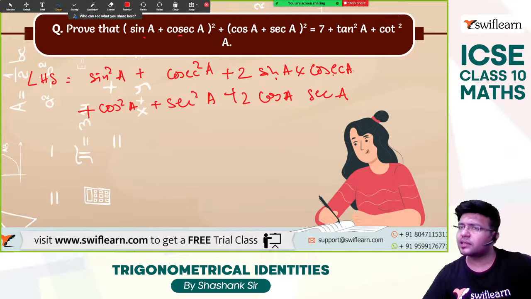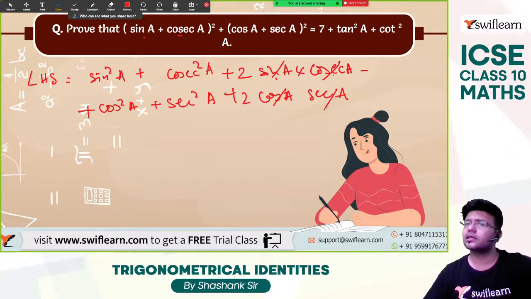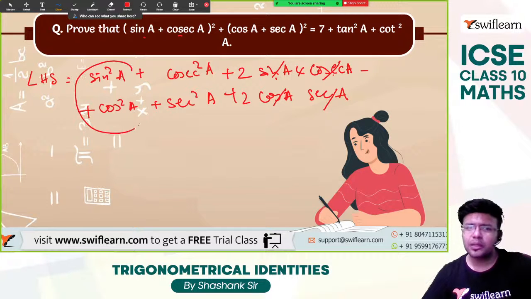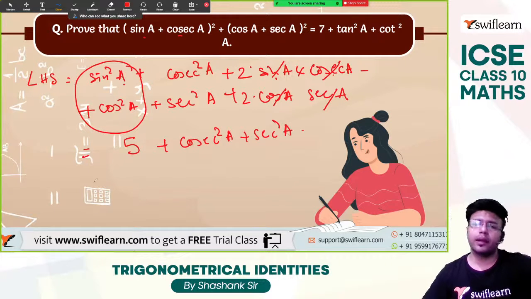How much is that? Sine A into cosec A is 1. This and this get cancelled. This and this get cancelled. So sine square plus cos square is equal to 1. So 1 plus 2 plus 2 is 5 plus cosec square A plus sec square A.